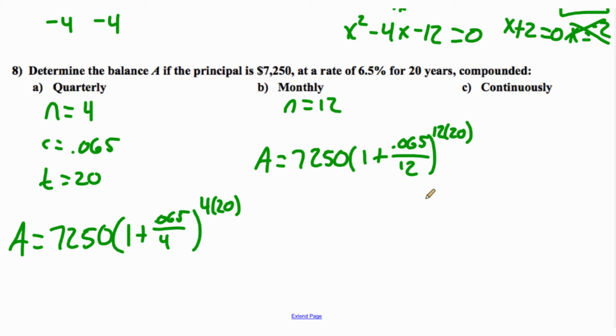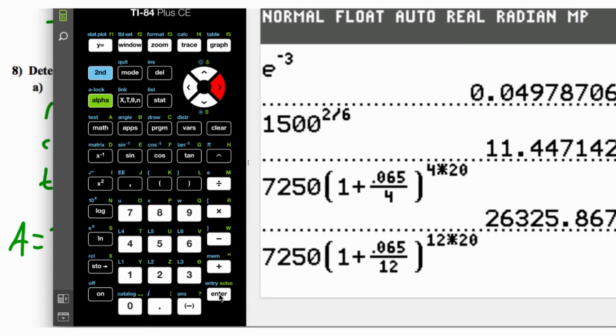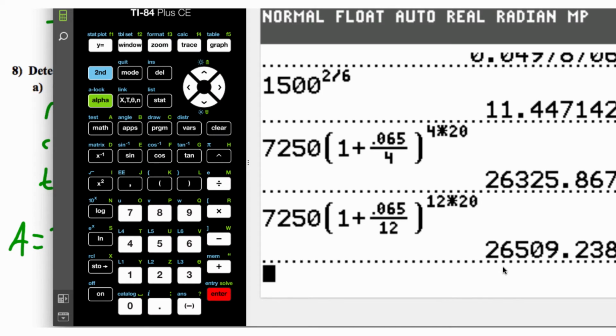And again, I'm just going to type this stuff into my calculator. So here's my formula with everything typed in. When I hit enter, I get $26,509.24 if we round that to 2 decimals.